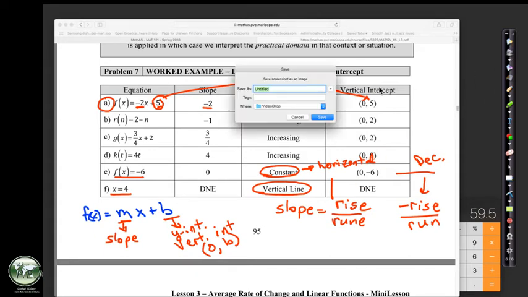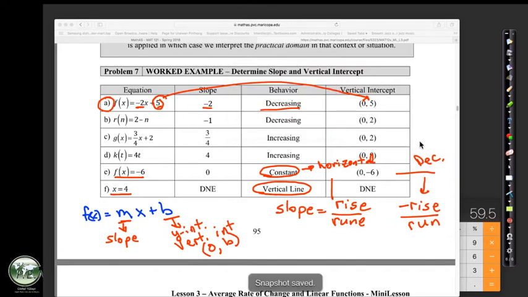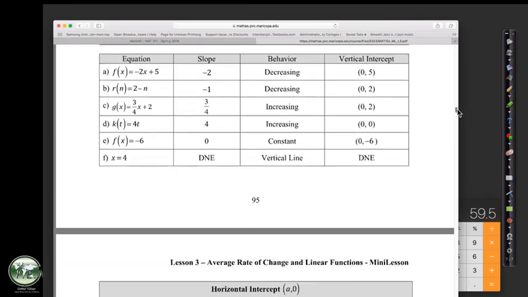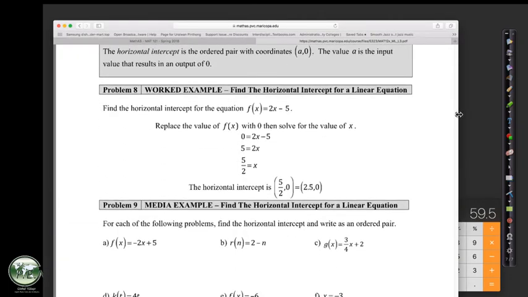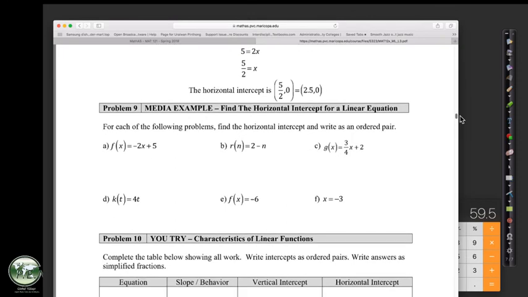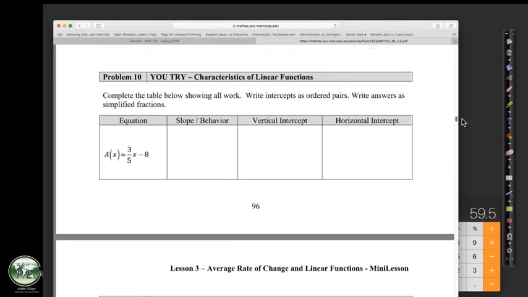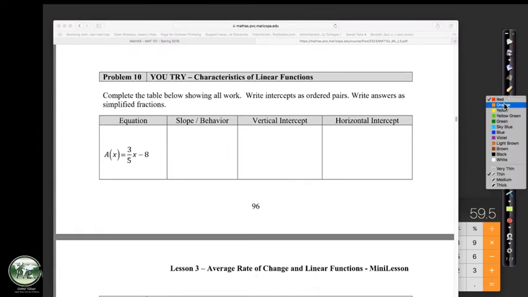Okay, so now we're going to take a look at some more worked examples. Here we go. For this one, let's go through and see if we can identify the slope, the vertical intercept, and the horizontal intercept. We'll add one more thing into the mix.